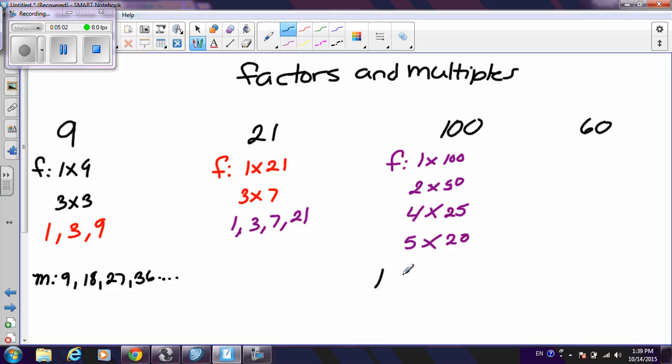So we have 1, 2, 4, 5, 20, 25, 50, and 100. All right, did we get them all? Did we get them all? I believe so. Yep, we got them all. So those are the factors of 100.